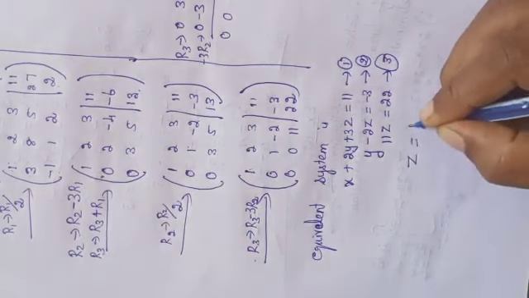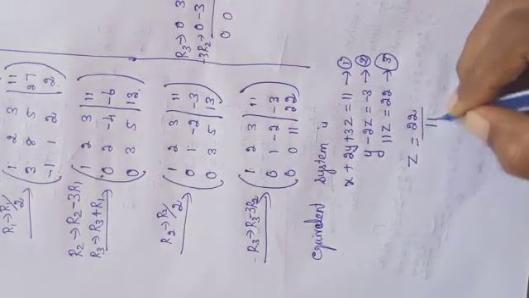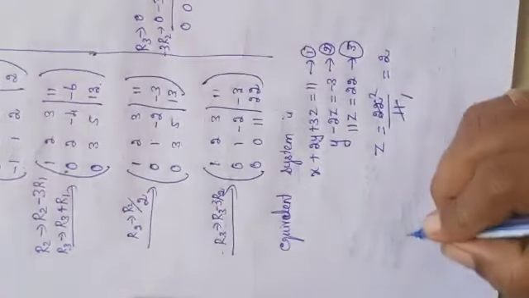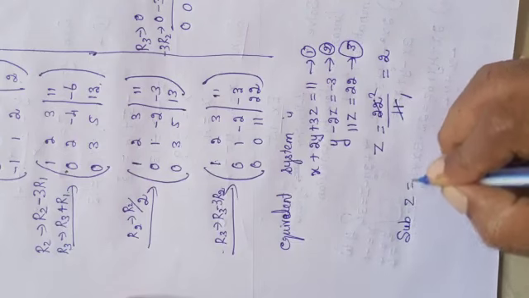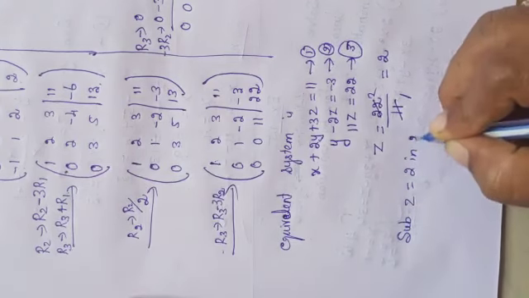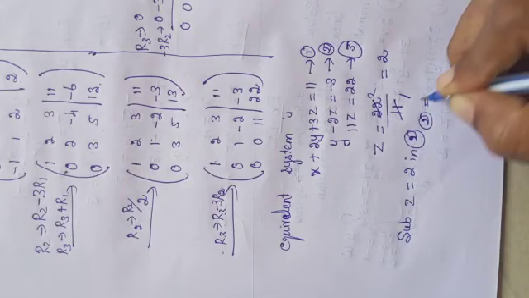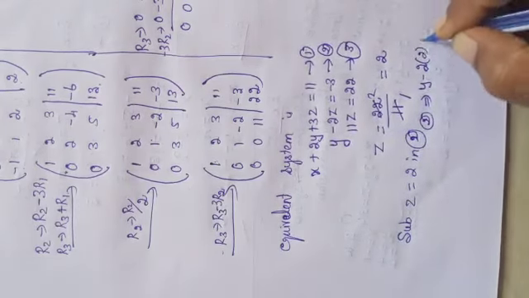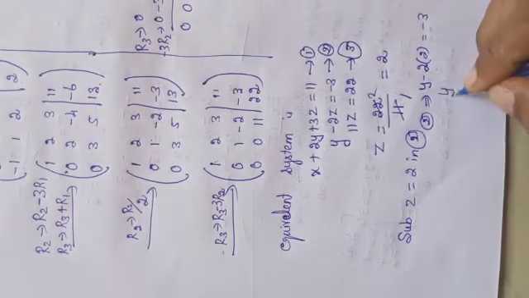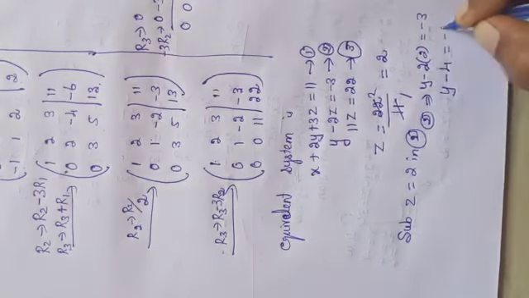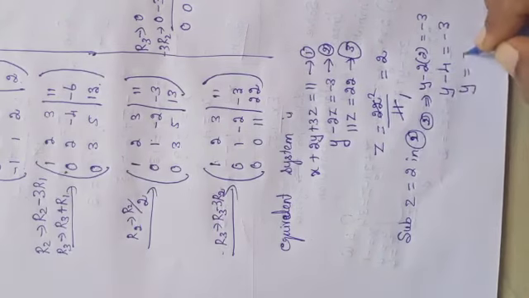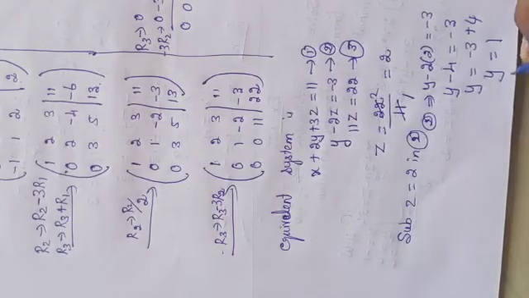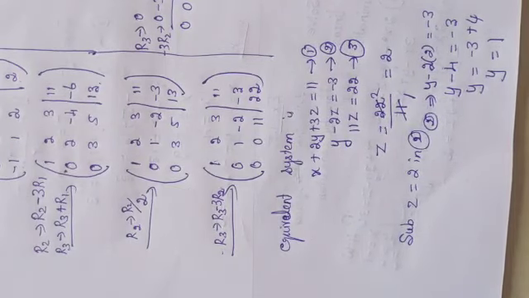See, z is equal to 22 by 11. 1, 2. So we have got z equal to 2. Now substitute z equal to 2 in equation number 2. So equation 2 implies y minus 2z, 2 into 2, is equal to minus 3. Or y minus 4 equal to minus 3. y is equal to minus 3 plus 4. So we may get y is equal to 1.